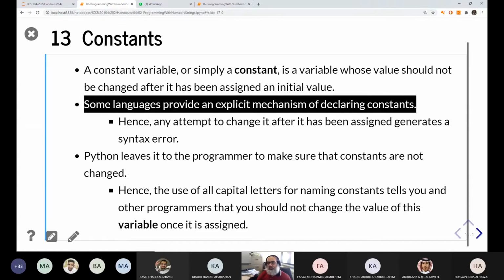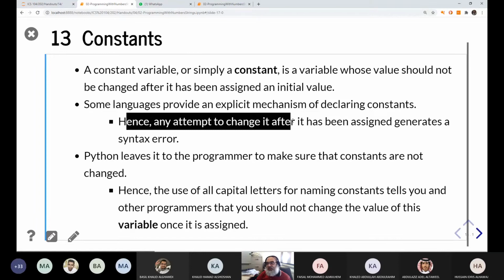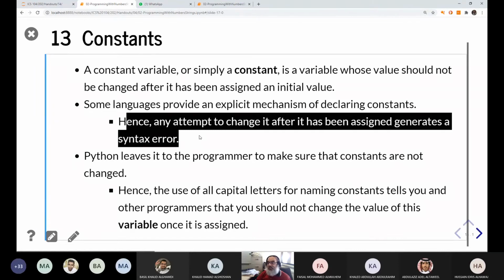So what do these other languages do? For example, C has a mechanism for defining a constant: you use a certain keyword in declaring it, or you use hash define somewhere. Any attempt to change it after it has been assigned in these languages will generate a syntax error.